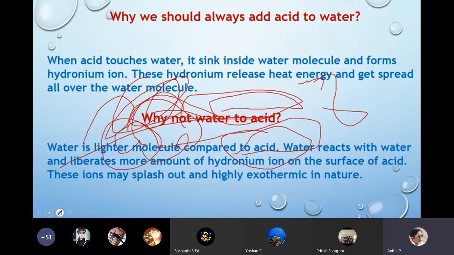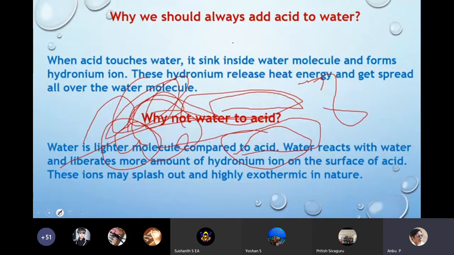Okay, so remember why we should always add acid to the water. There is a way you can dilute acid with water or water with acid. Both ways can be done, but which is the safe method? Please understand this is very important. When you are adding acid to the water, what is happening? When you are adding water to the acid, what is happening? Both are liquids, acid as well as water. But understand that acid is denser than water. So when you add acid to the water, immediately the acid will go deep into the water. It will sink inside the water.